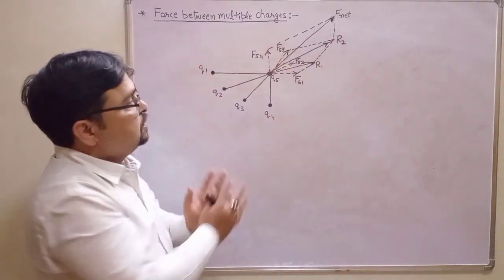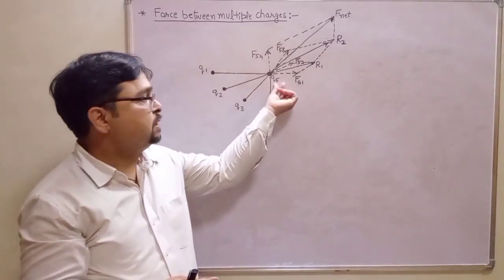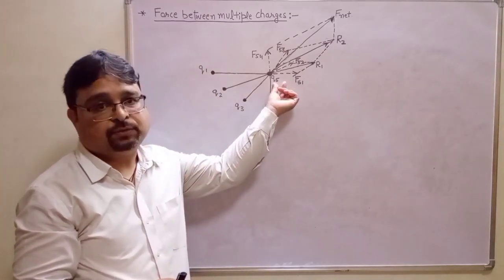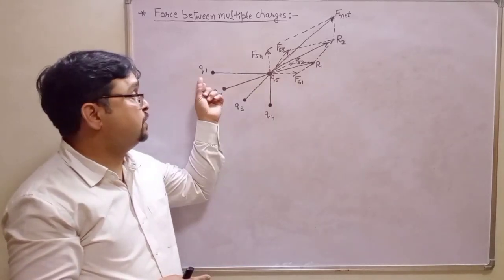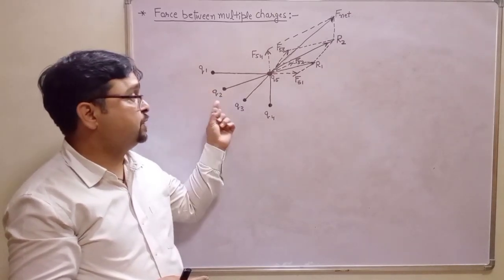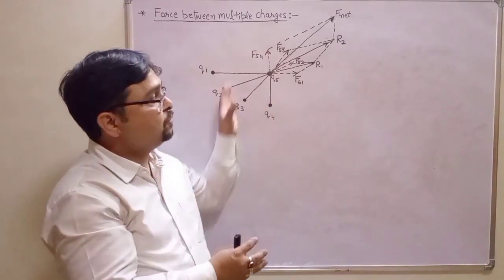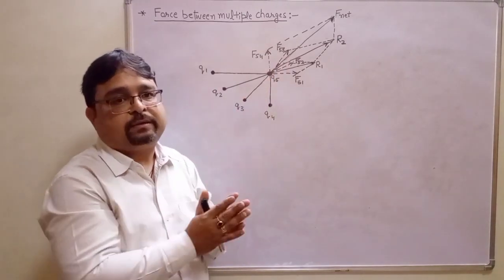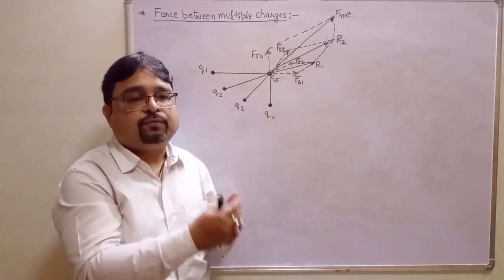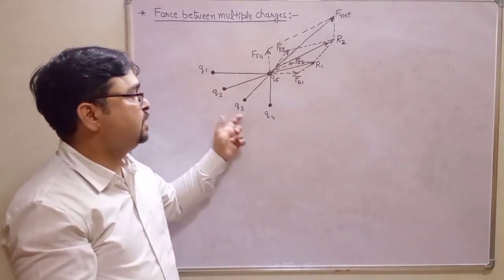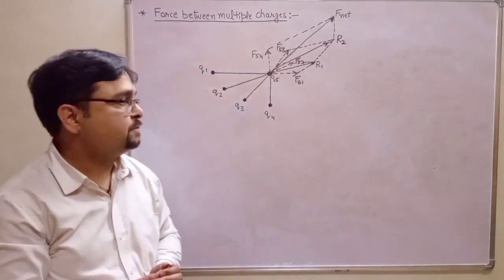So this is how, using vectors, we can calculate the net force on a given test charge. Let us say this is test charge Q5. We can calculate the net force on Q5 due to 4 different charges, Q1, Q2, Q3, Q4. Draw this diagram and try to understand how we draw the vectors to represent the forces experienced by Q5 due to each individual charge, and then find the net resultant, F net.